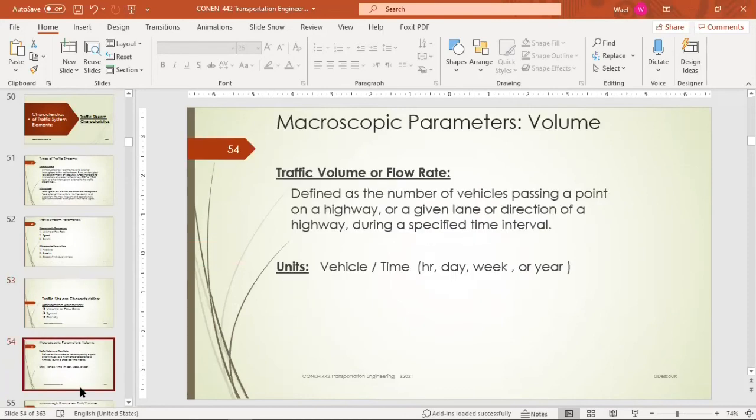What is the traffic volume? The definition of traffic volume or flow rate is the number of vehicles passing a point on a highway, or a given lane or direction of the highway, during a specified time interval. This time interval might be 1 hour, 1 day, 1 week, 1 year. The unit for it is vehicles per time.